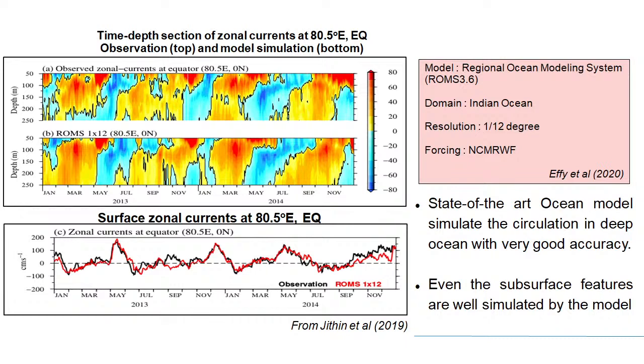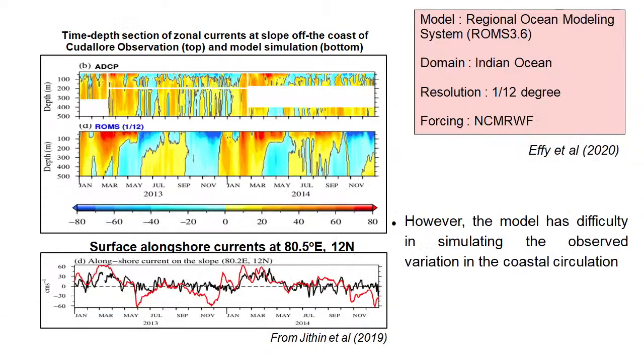And remember, if you use any other model, equatorial currents are also going to be simulated fairly well by those models. But when you use the same model, at something like 1/12 degree, that is a 9 kilometer model, and try to see what happens for the coastal circulations. This is again that location I was talking about, Cuddalore, near Chennai, and see how the observation and model compare.